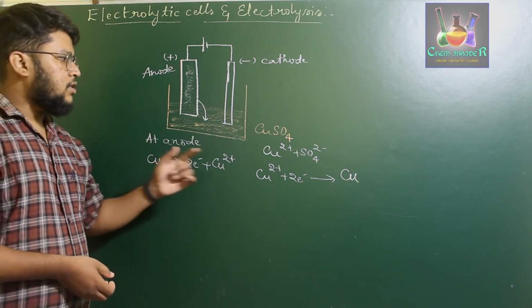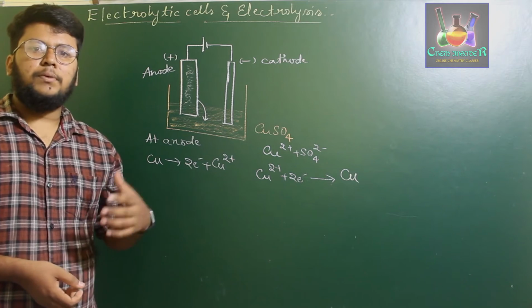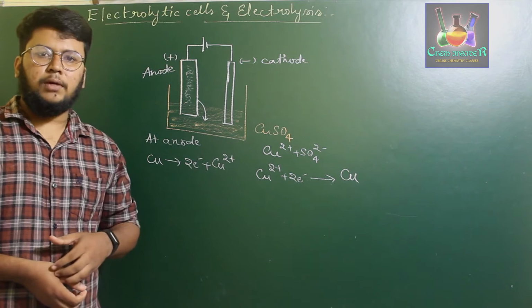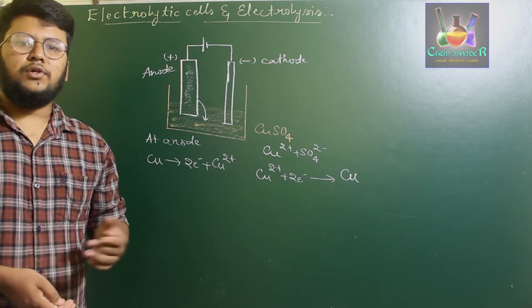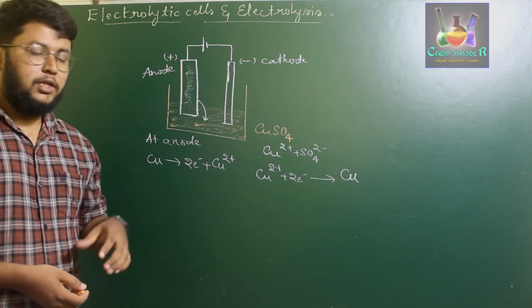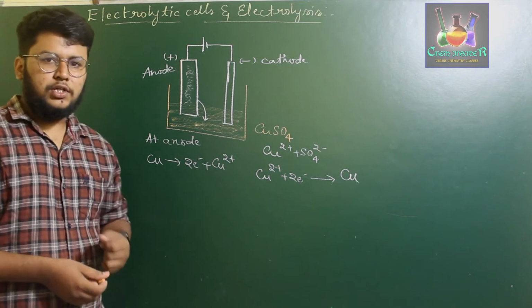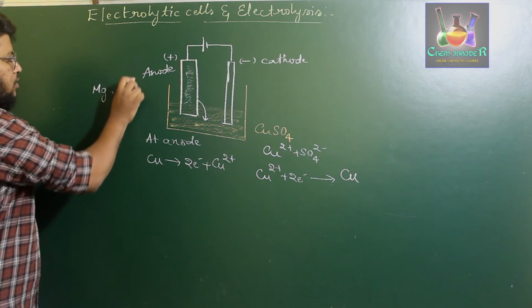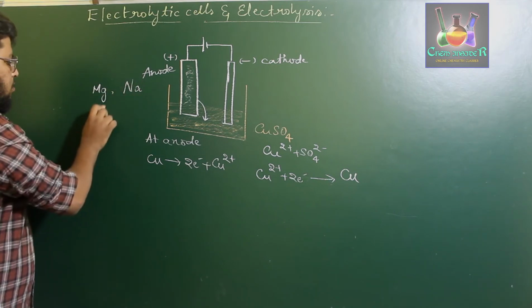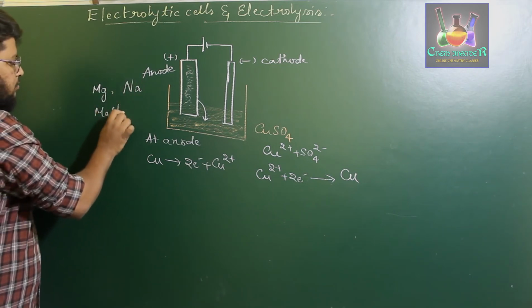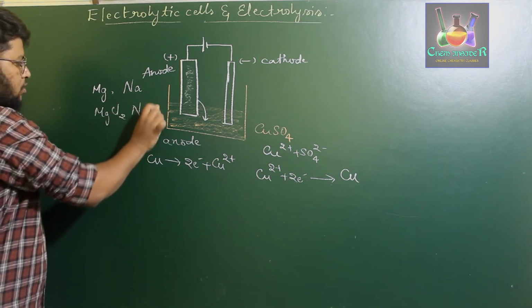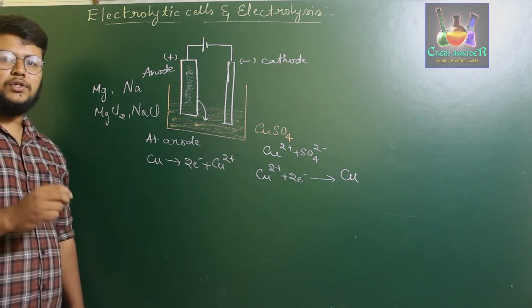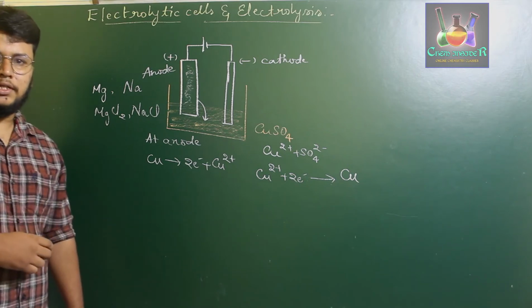So here in this case of copper sulfate, we are using copper sulfate solution of copper. But if we consider magnesium and sodium, we use the chloride salts of magnesium and sodium for purification. That is, we use magnesium chloride salt and sodium chloride salt solution respectively. Okay, we'll be using magnesium and sodium in their metallic salt representatives.